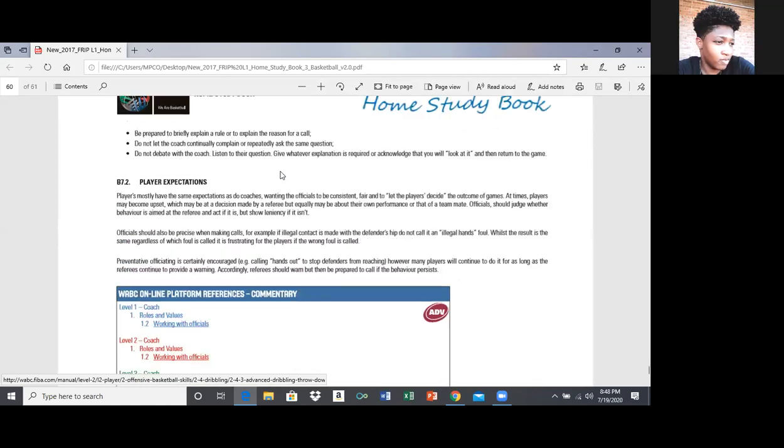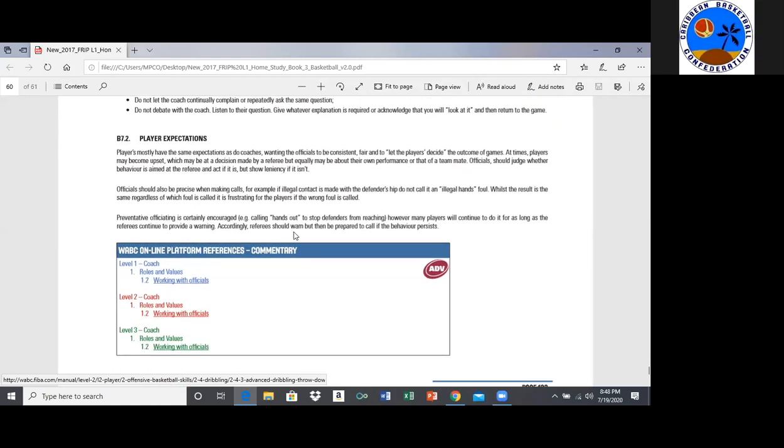Players' expectation, and then we'll be finished. Players mostly have the same expectation as coaches do, wanting the officials to be consistent, fair, and to let the players decide the outcome of the game. Our coaches wrote this. At times, players may become upset, which may be about a decision made by a referee, but equally may be about their own performance or that of a teammate. Officials should judge whether behavior is aimed at the referee and act if it is, but show leniency if it isn't. Very powerful there. Officials should also be precise when making calls. Like I often say, be deliberately right or deliberately wrong, but be deliberate.